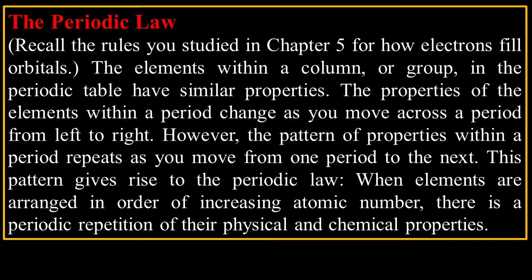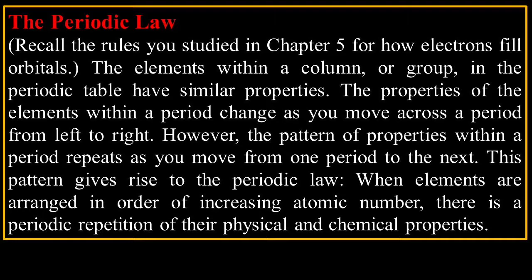Recall the rules you studied in Chapter 5 for how electrons fill orbitals. The elements within a column or group in the periodic table have similar properties. The properties of the elements within a period change as you move across a period from left to right. However, the pattern of properties within a period repeats as you move from one period to the next. This pattern gives rise to the periodic law.